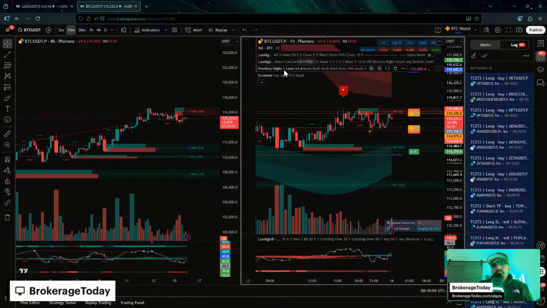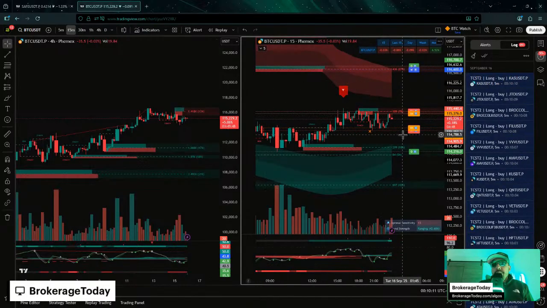So this indicator is actually free. It's called Previous Highs and Lows. I would definitely check that one out. It's just a great way to plot all those key levels really quickly.